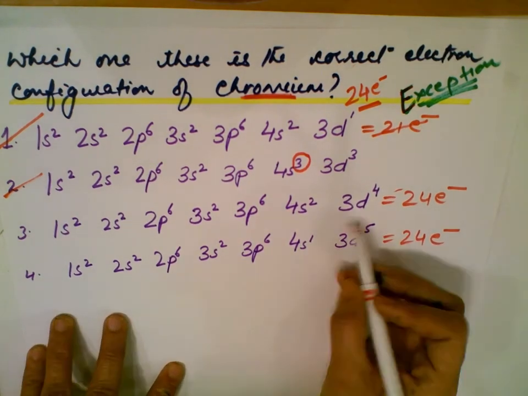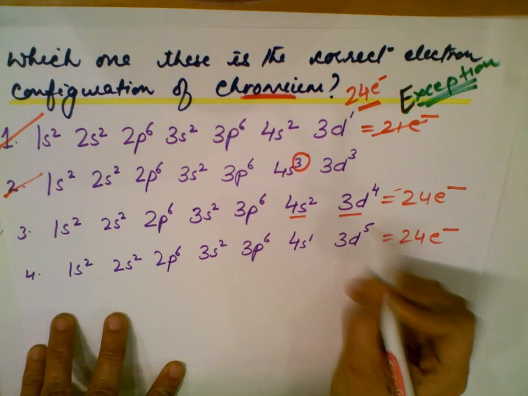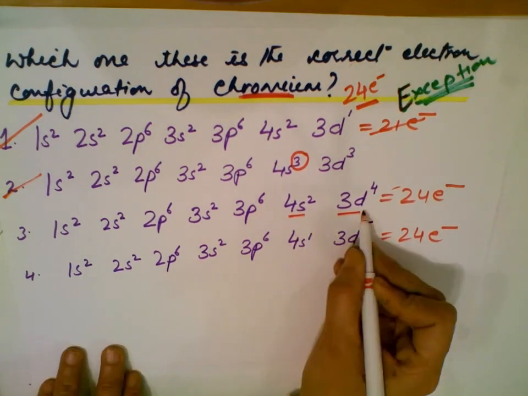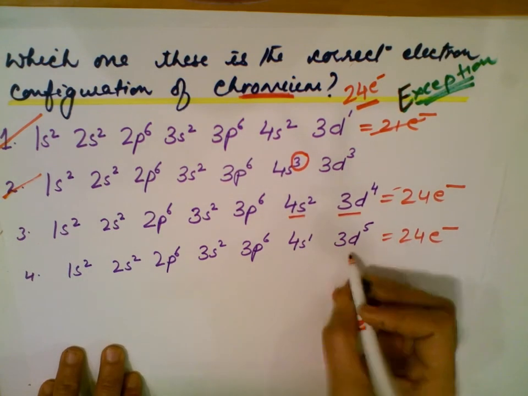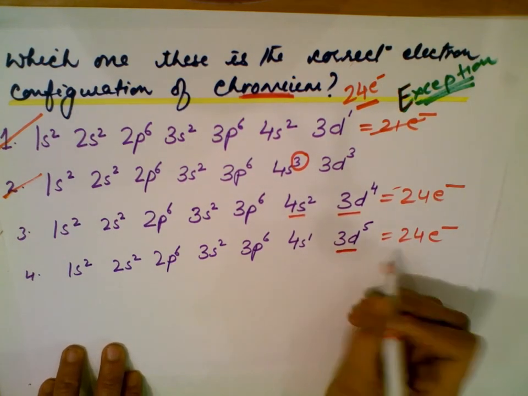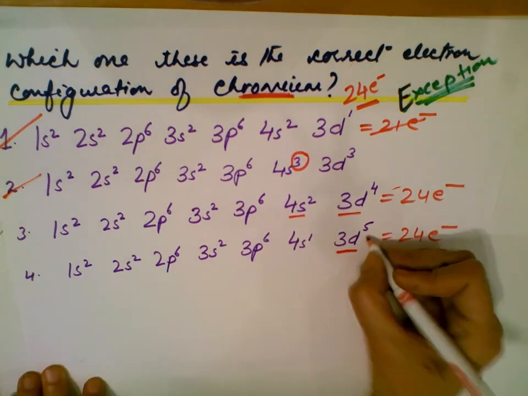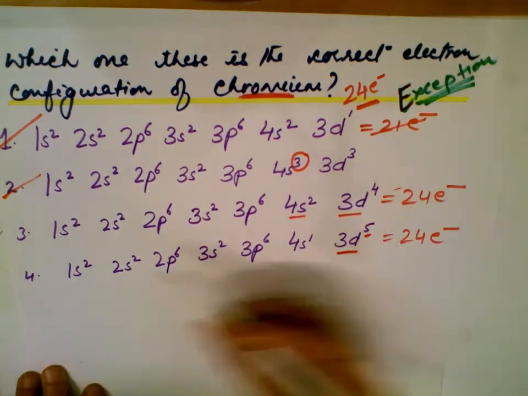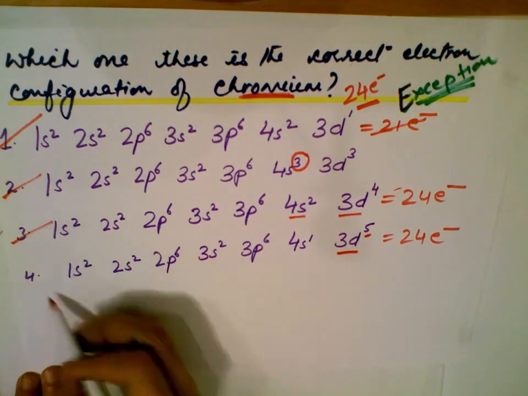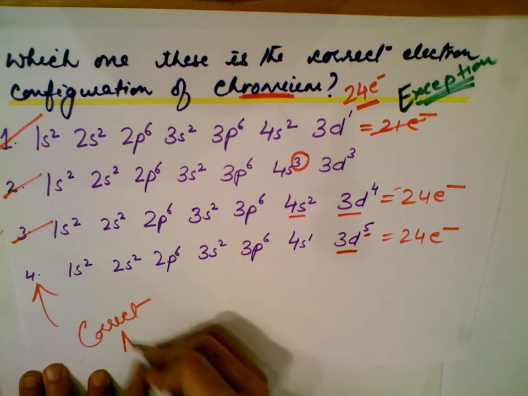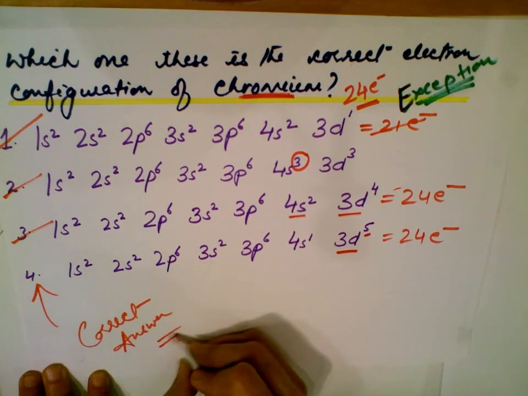I'm going to look at this one, 4s2 and 3d4. The electron from s is moved to d, and this one is more stable because d is half filled, while this one is only partially filled. So this is not my answer. My answer is the last one. Which one is the correct answer? The correct answer is number 4.